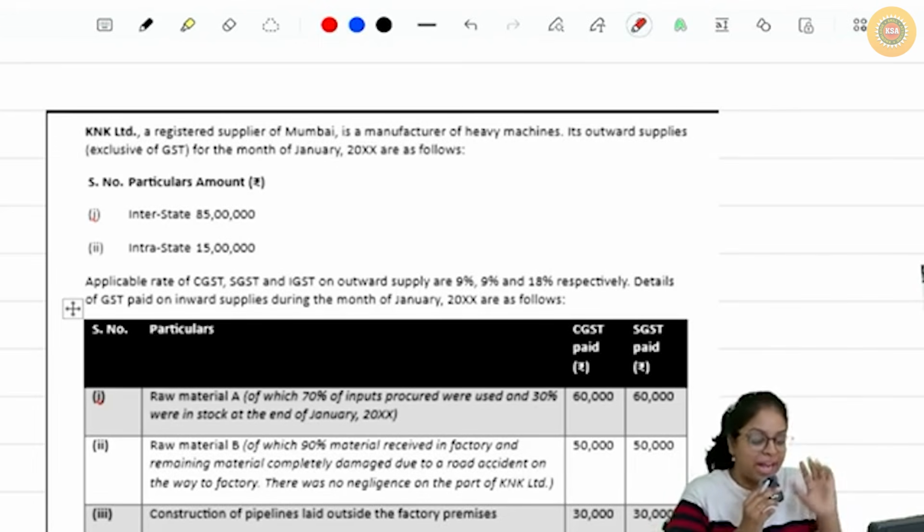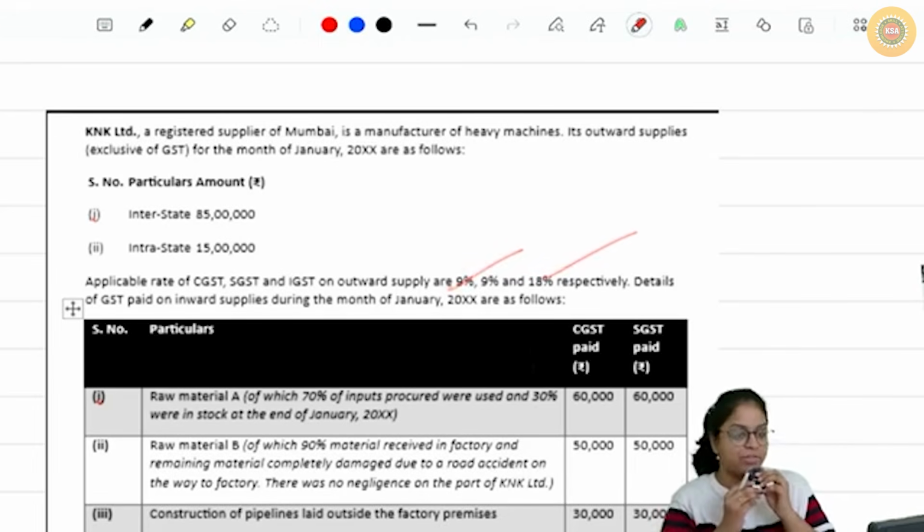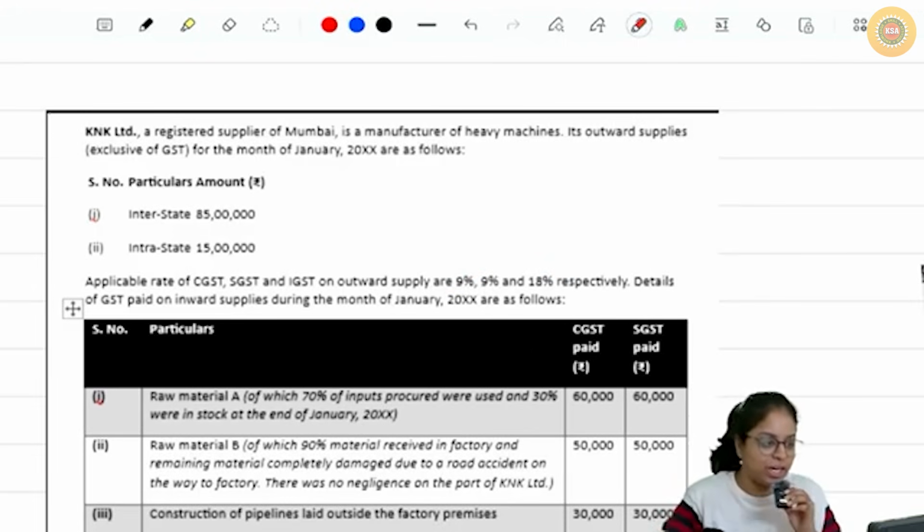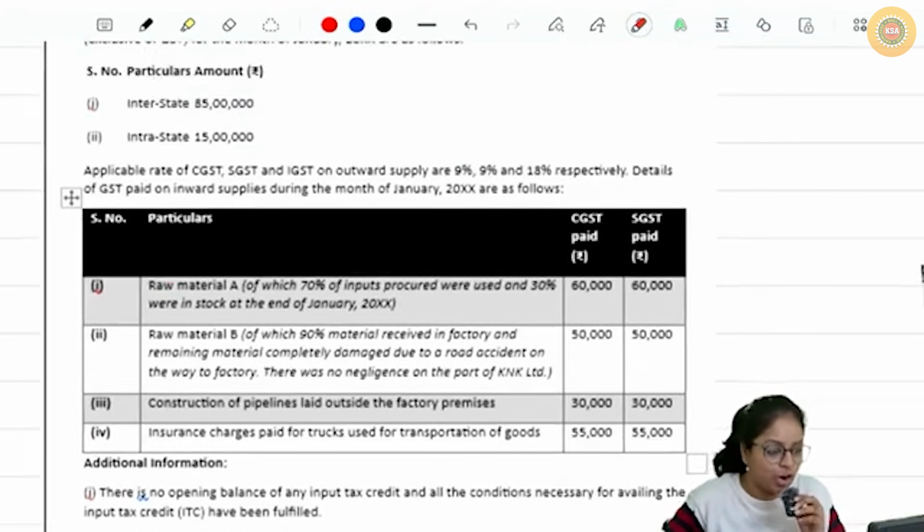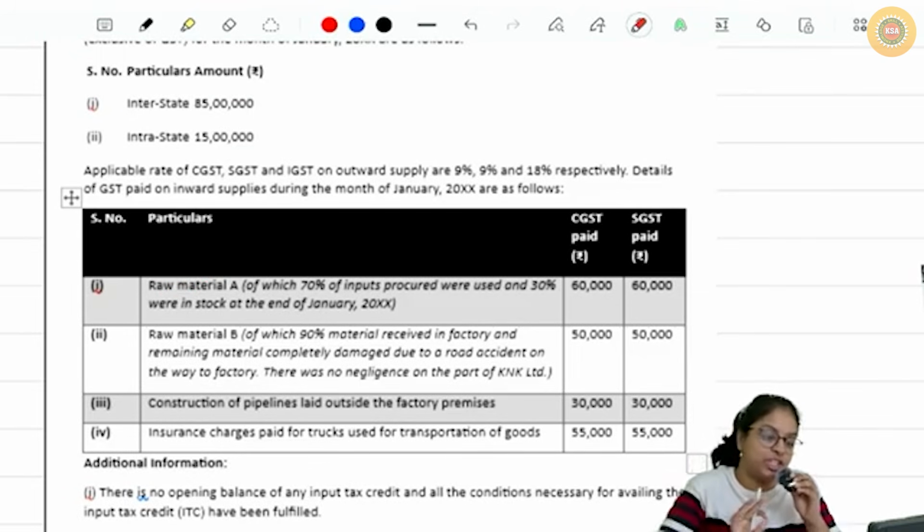Moving on, they have given you the rates of tax, which is 9% and 18% respectively for CGST, SGST and IGST. And the detail of your inward supply has also been given. Your raw material A you have purchased, of which 70% you have already utilized, and 30% is still lying in your stock at the end of the month, right?